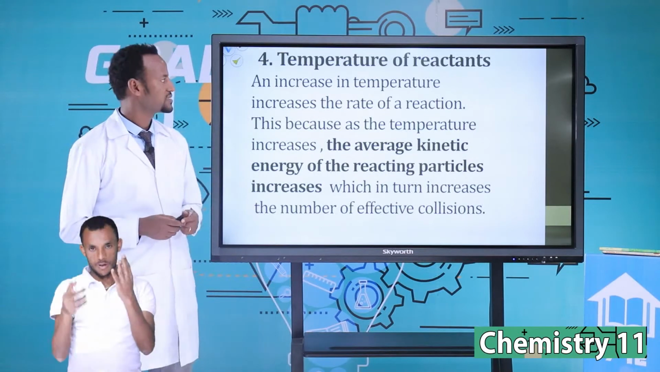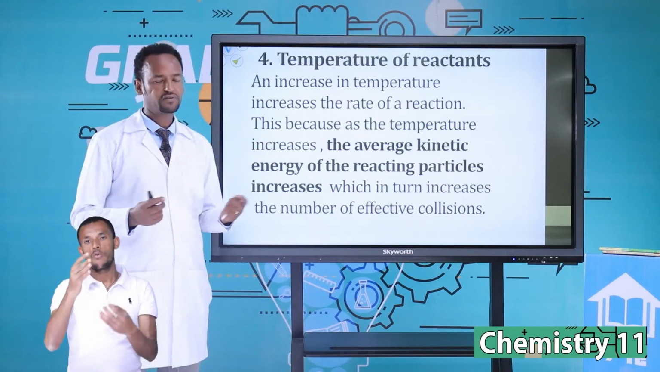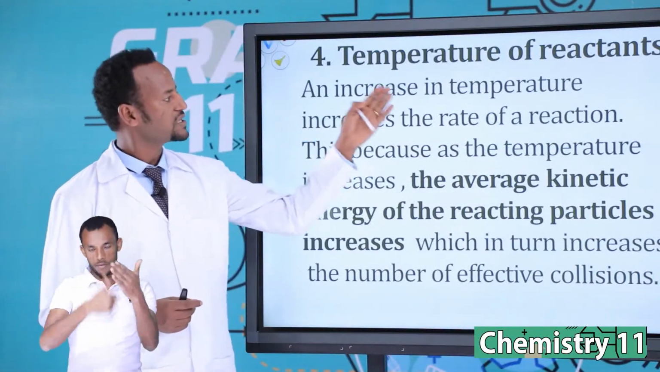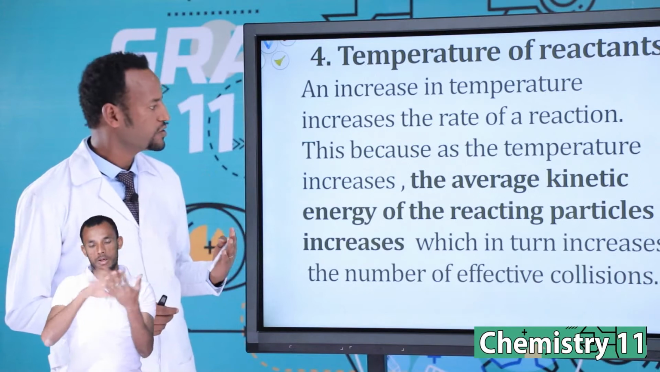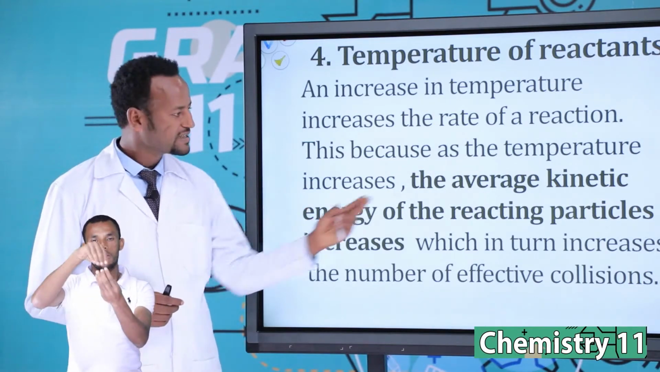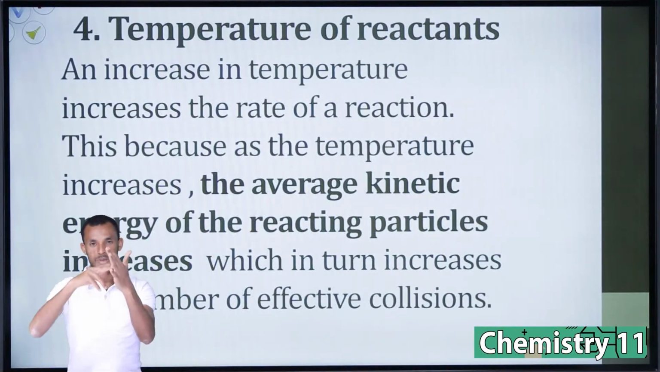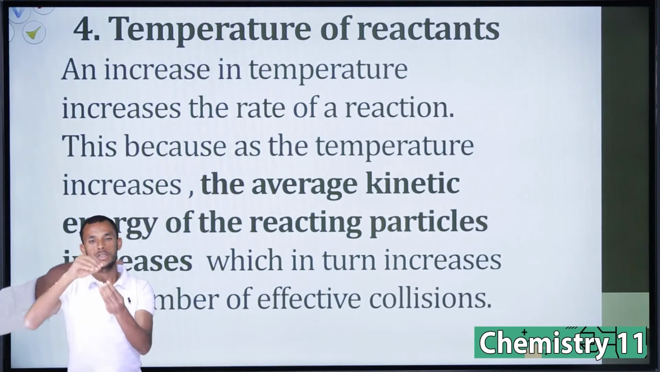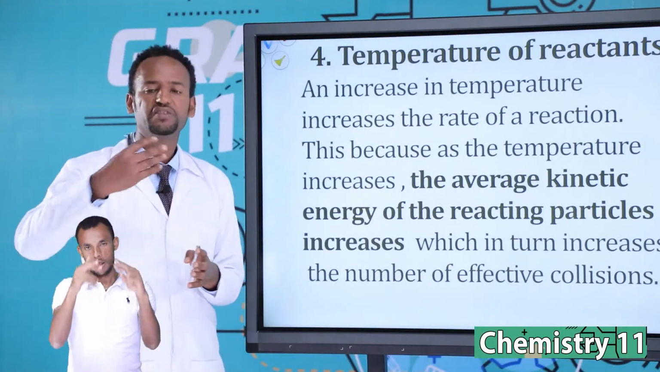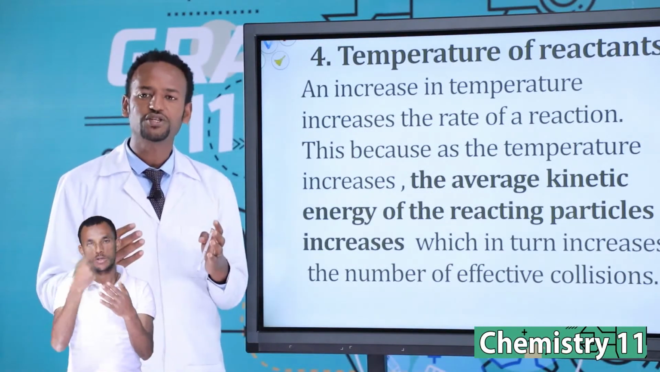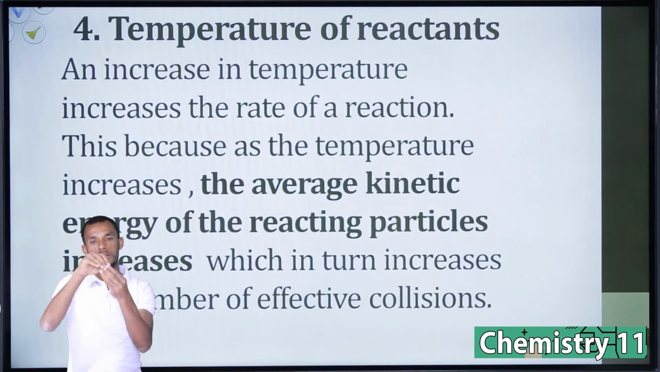The fourth factor is the temperature of the reactants. Temperature is a factor that affects chemical reactions. An increase in temperature increases the rate of a reaction, because as the temperature increases, the average kinetic energy of the reactant particles increases. Which means what? When the temperature increases, the reactant particles collide more, more contact. Because of more contact, the rate of chemical reaction increases. Therefore, temperature is a factor.